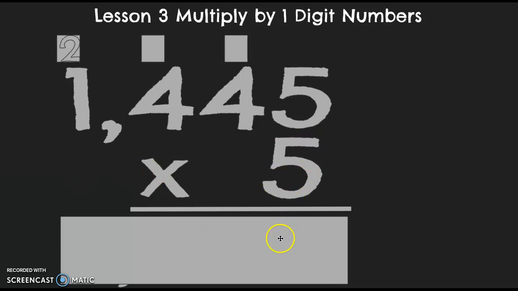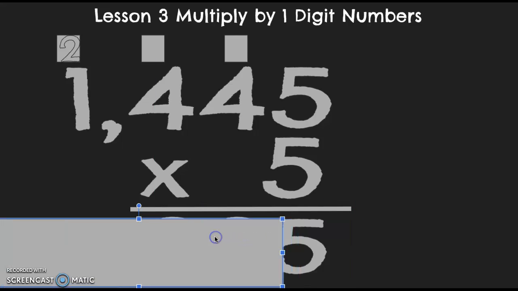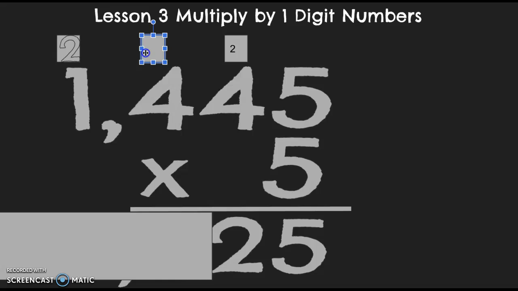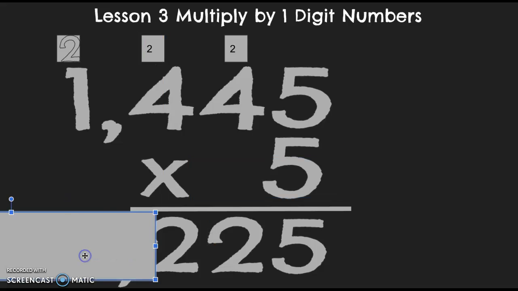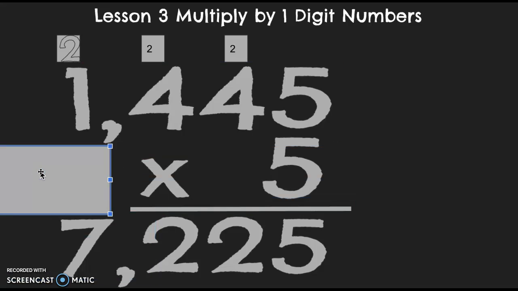1,445 times 5. 5 times 5 is 25. Carry the 2. 5 times 4, 20. Plus 2, 22. Carry another 2. 5 times 4 is 20. Plus 2, 22. Put a 2. Carry another 2. 5 times 1 is 5. Plus 2 is 7. 7,225.